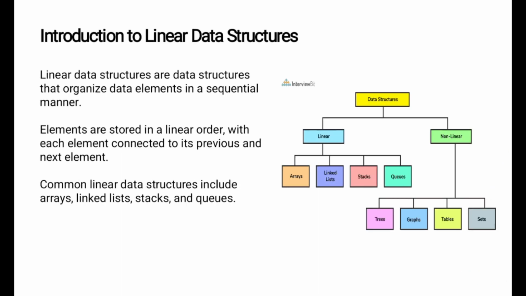Data structures are classified into two types, linear and non-linear. Here we are discussing linear data structures. Linear data structures are data structures that organize data elements in a sequential manner. Elements are stored in a linear order with each element connected to its previous and next element. Common linear data structures include arrays, linked lists, stacks, and queues.